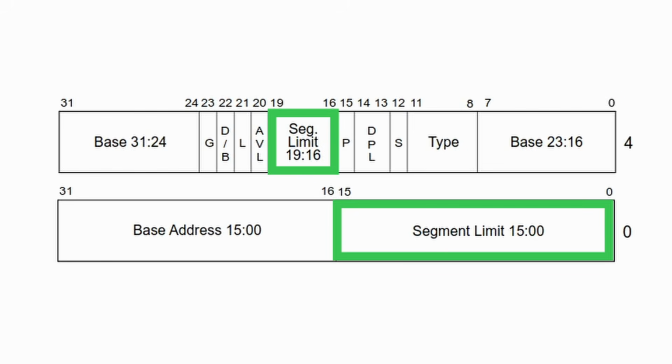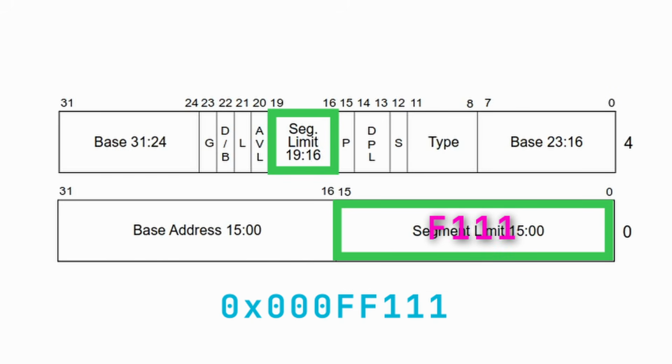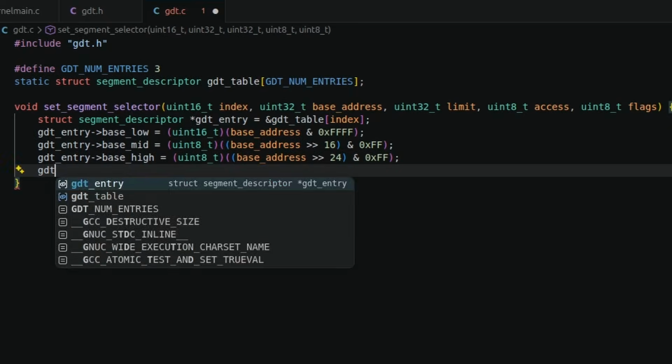So recall that the function expects a 32-bit value. So for example, a value like this. But because the limit is only 20 bits long, we have to throw away 12 bits. And it's best to throw these away. Then this part goes here, and these remaining 4 bits go here. Let's implement that in C.